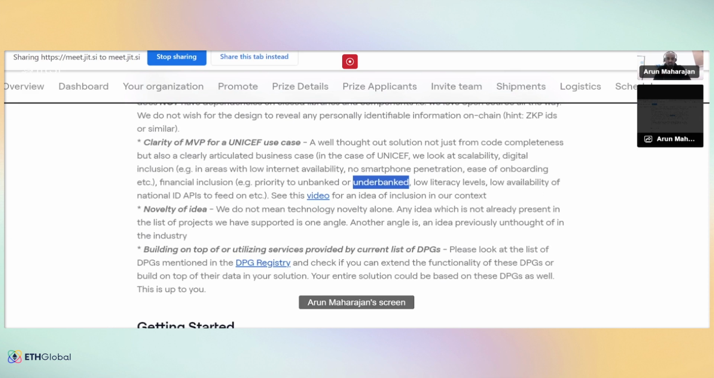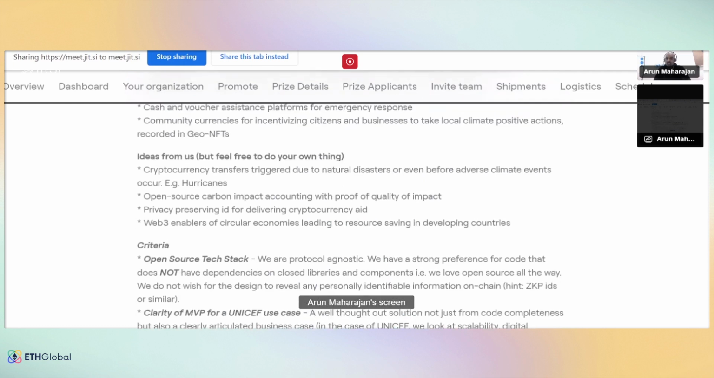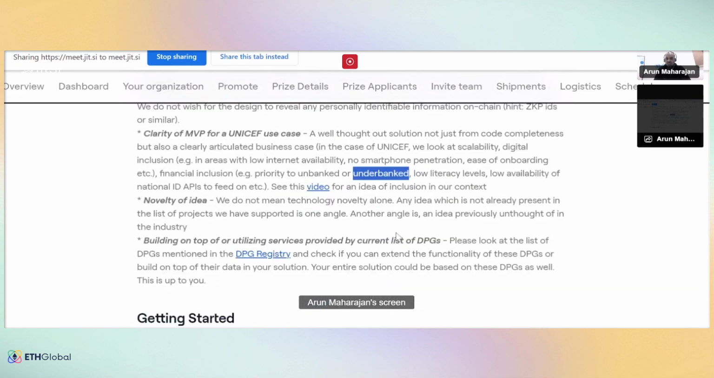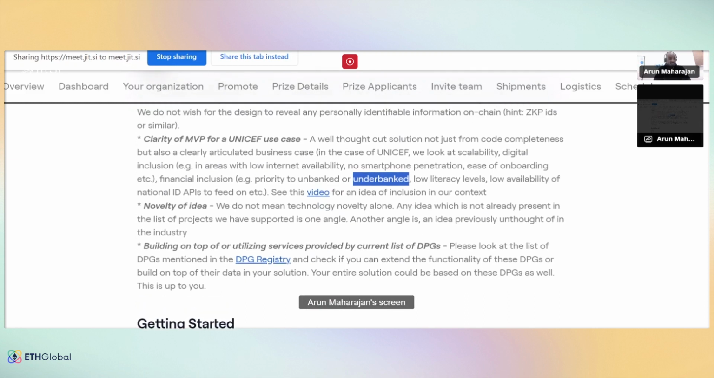The novelty of the idea. We do not mean tech novelty alone. The list that I've shown you here, these are all projects that we have supported. So if it's anything else which is not on that list, that would be nice. And any other idea that nobody has thought of will be fantastic.